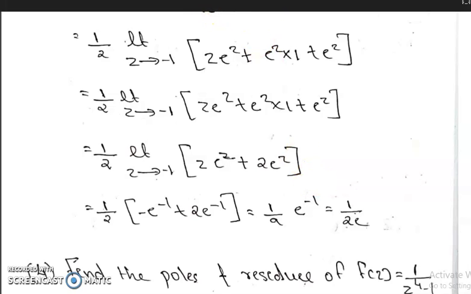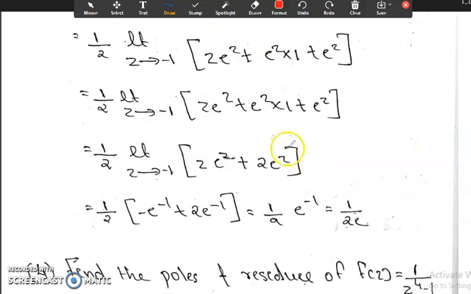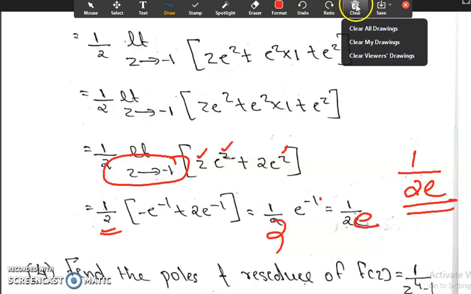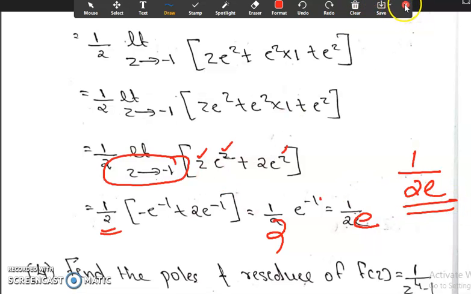So here we get 1 by 2, 1 by 2 e raised to minus 1, because z is minus 1. So you have to substitute z as minus 1. The e power minus 1, when it comes to the denominator, is 1 by e. So our answer is 1 by 2 e. 1 by 2 e is the answer.